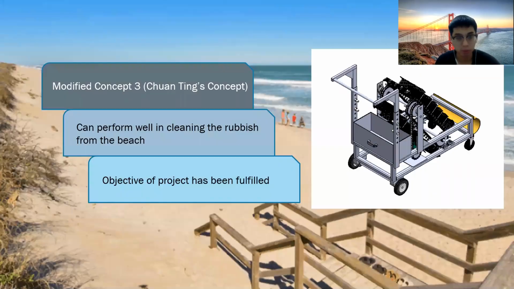So in conclusion, modified concept 3, which is Chuan Ting concept, scored the highest among the 5 modified concepts, which means it is the most suitable beach cleaning machine to be developed. So this machine can perform well in cleaning the rubbish from the beach. So this machine has fulfilled the objective of this project, which is that this machine can clean the rubbish from the beach in Malaysia. That's all from me. Thank you.